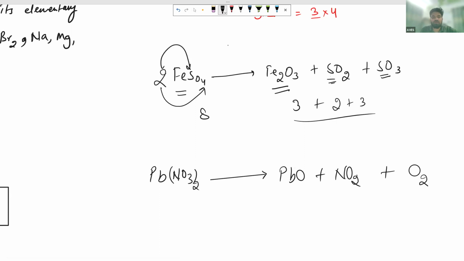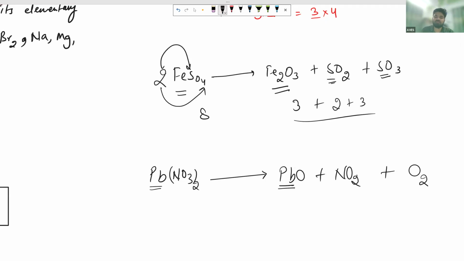So here you will write what you are going to write here. There is 1 Pb, there is 1 Pb. In this NO3, the 2 is multiplying with N and O only. So you have to multiply this by 2. You understood? Sorry, you don't need to multiply it by any number, because that is already balanced.